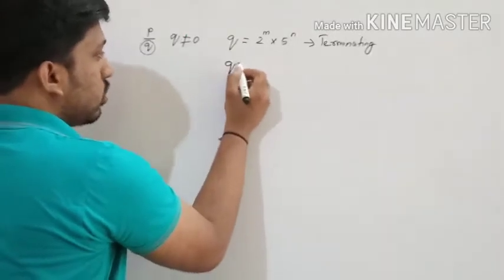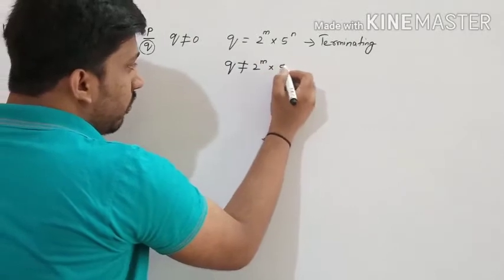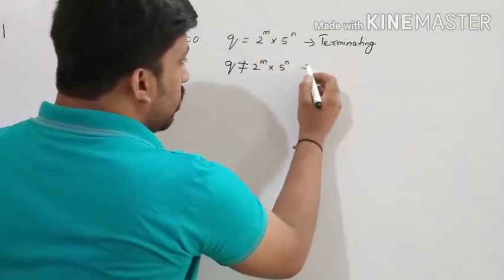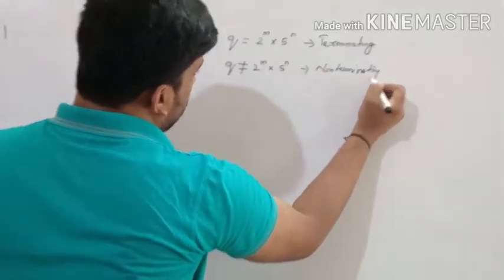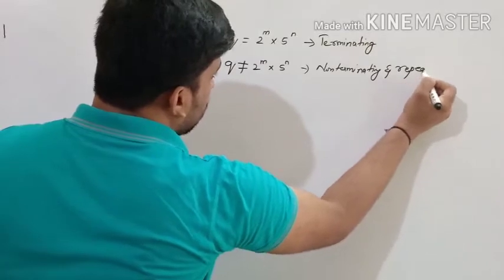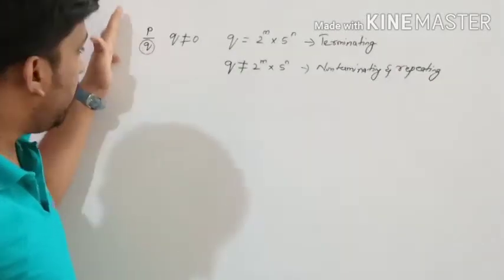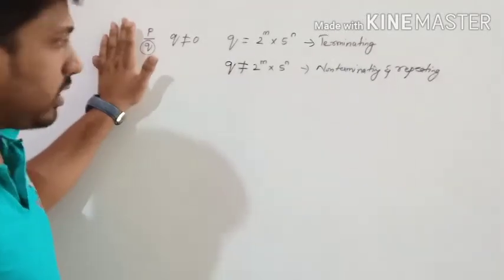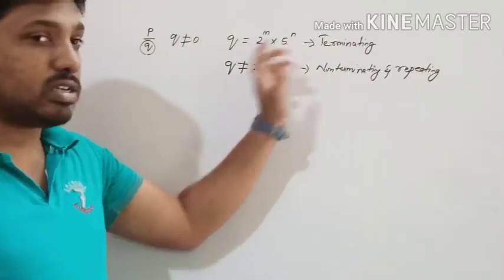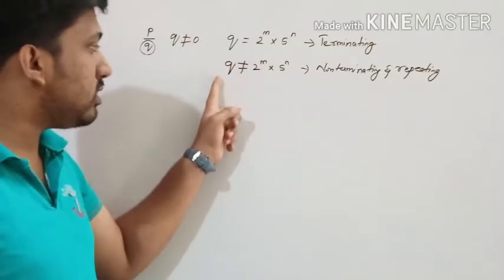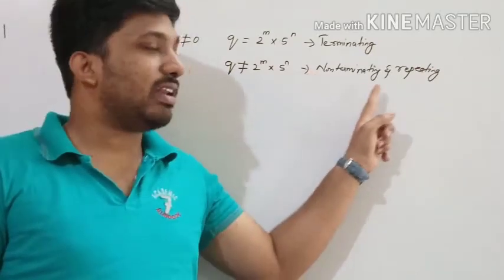Whenever q is not in the form of 2 to the power of m into 5 to the power of n, then it is non-terminating and repeating. I hope you people are following. See, whenever p by q, where q is not equal to 0, this is the condition. And if the denominator q is in the form of 2 to the power of m into 5 to the power of n, that is a terminating decimal. And if the denominator is not in the form of 2 to the power of m into 5 to the power of n, that is non-terminating and repeating.